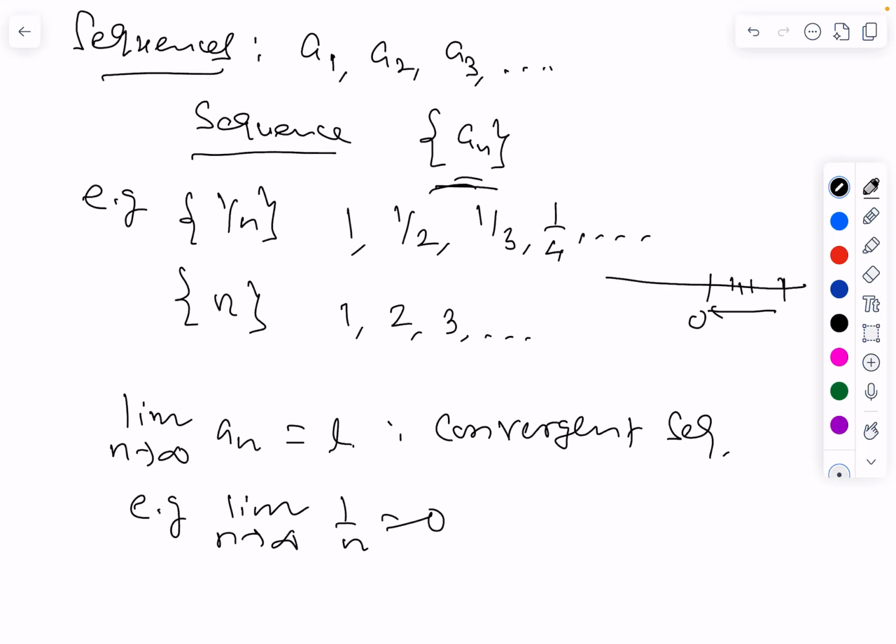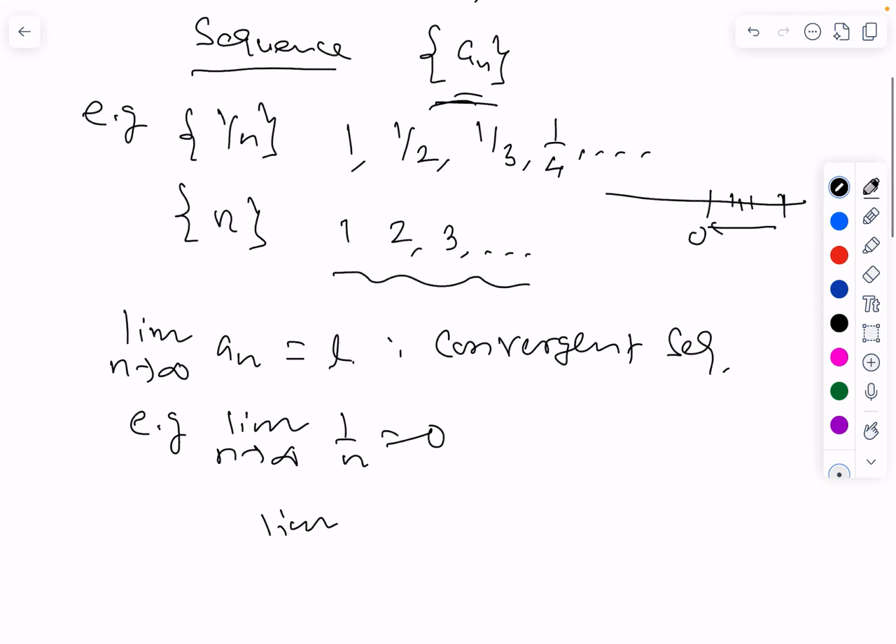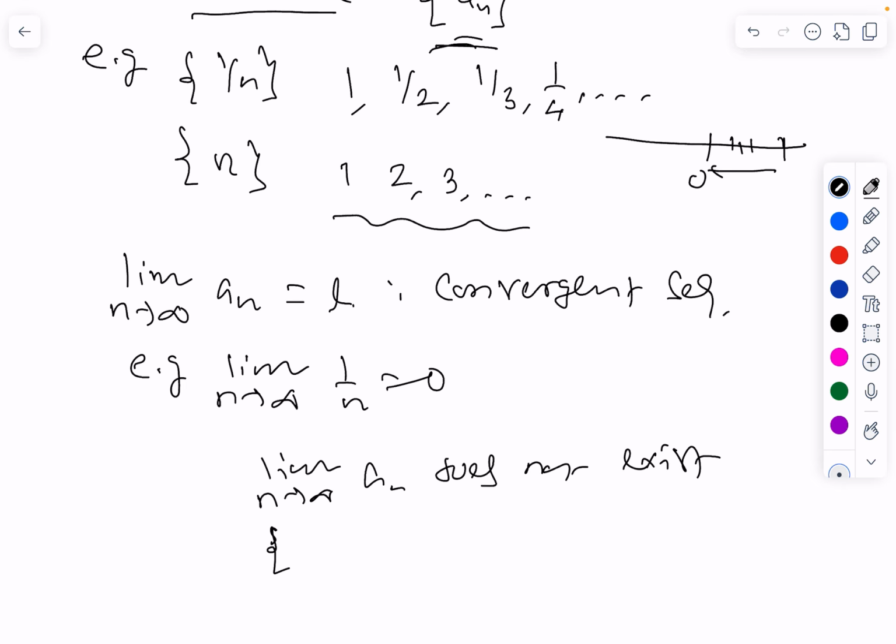And if this limit does not exist, like in 1, 2, 3, and so on, as you go on, if the limit does not exist, then that kind of sequence is known as divergent. That kind of sequence is a divergent sequence. So that is about the sequence.